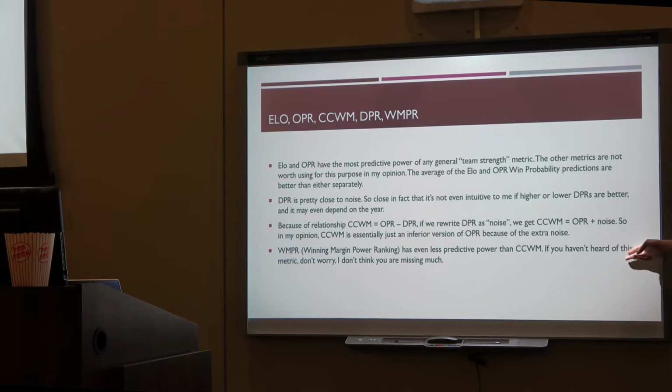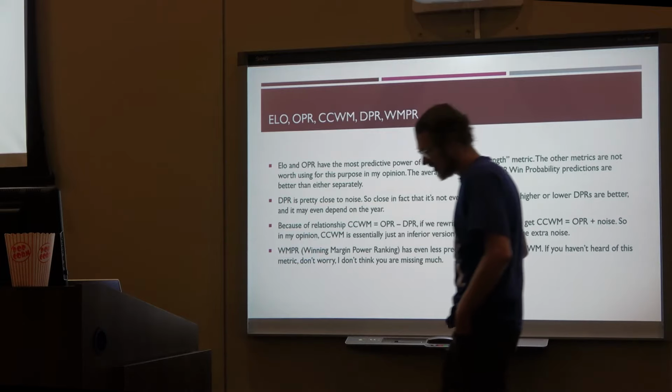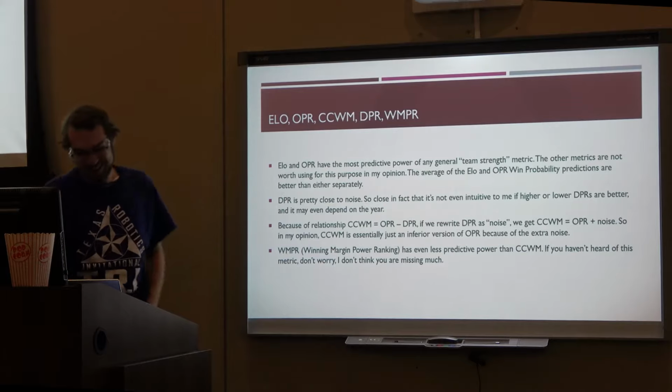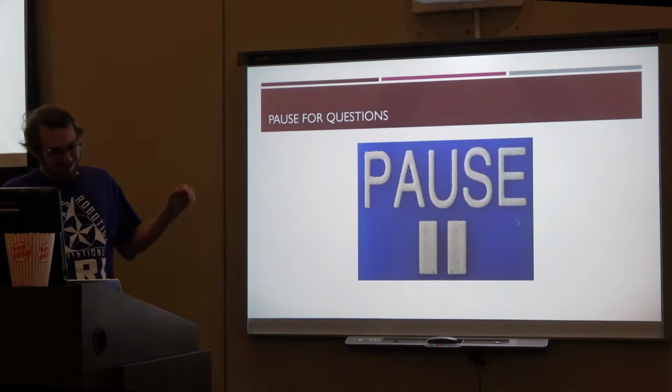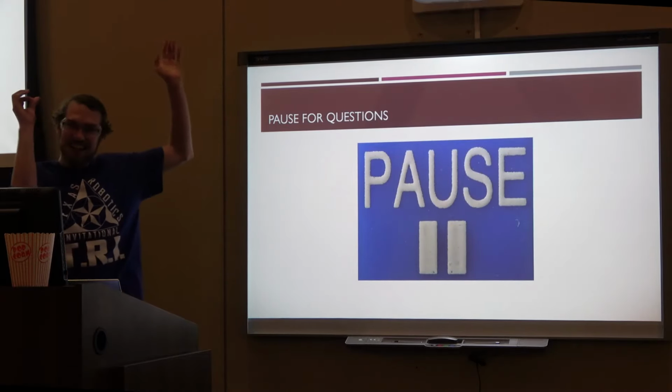The last one, not as common, but I've seen it a little bit, is something called winning margin power ranking, or power rating, and in terms of predictive power, it's even worse than CCWM, so that's a really bad one. I won't use that one. Okay, so that's some really broad, high-level stuff.